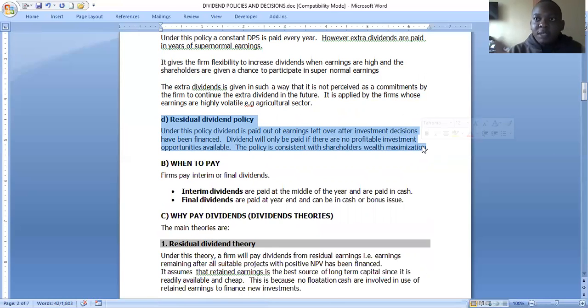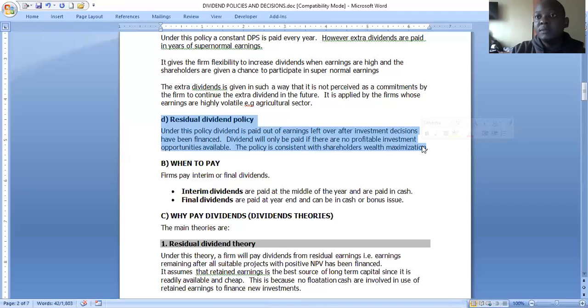So after the business has declared its profits, the management first thinks of investing these profits in profitable investments in the business. If there are no investments available, then the dividends are distributed to the shareholders. But if there are profitable investments available, the business first retains these profits to finance these investments. And then what remains after the investments have been financed is distributed to the shareholders.